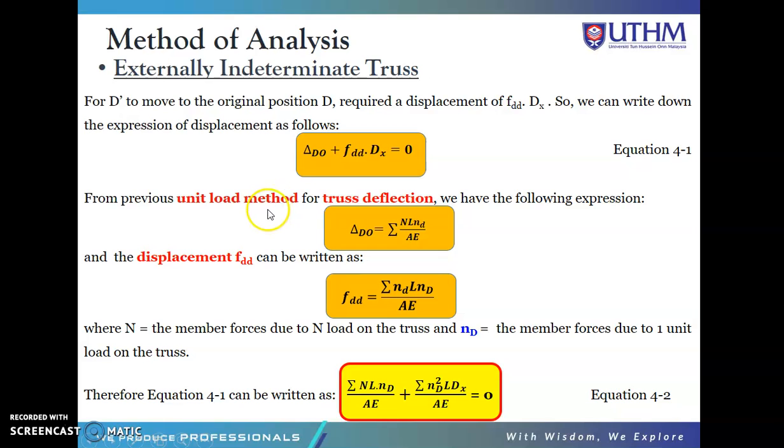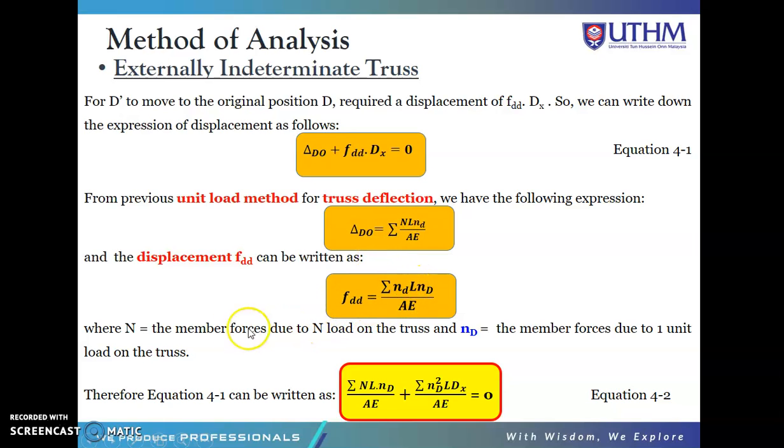So from the previous unit load method for the truss inspection, kita dah ada ini. So ini adalah equation yang kita dah guna in the previous chapter. So we replace the displacement. Okay, this is the replacement. Kita boleh tulis dia adalah sebagai rumus ini. Where N is the force due to the end load on the truss and ND ini adalah member force due to the one unit load. So ini adalah common, masih sama lagi.